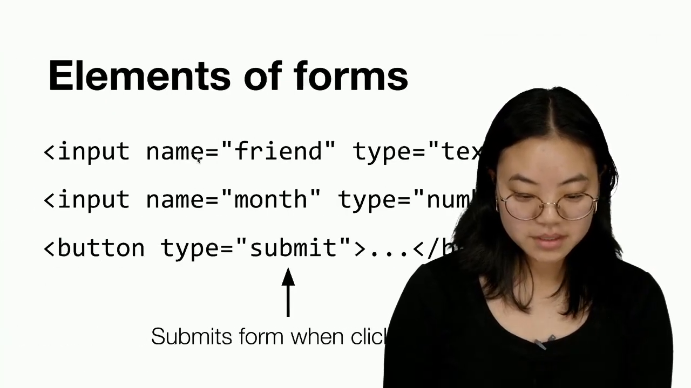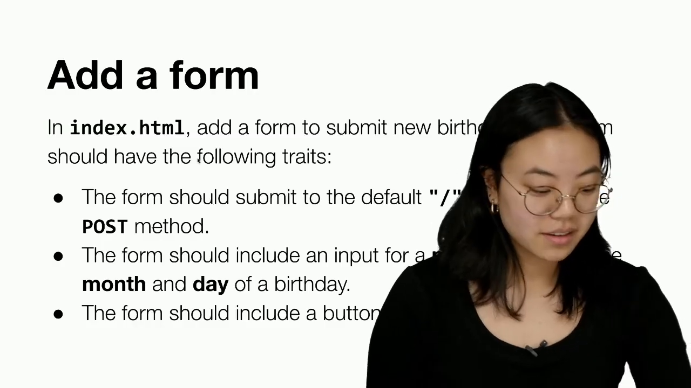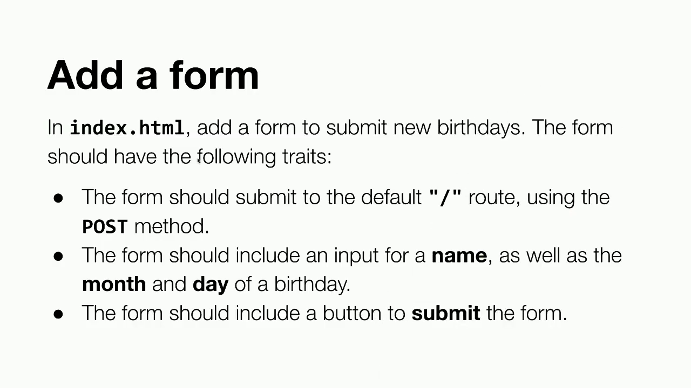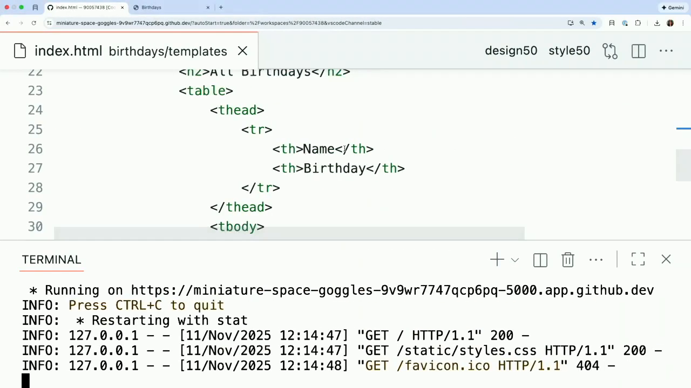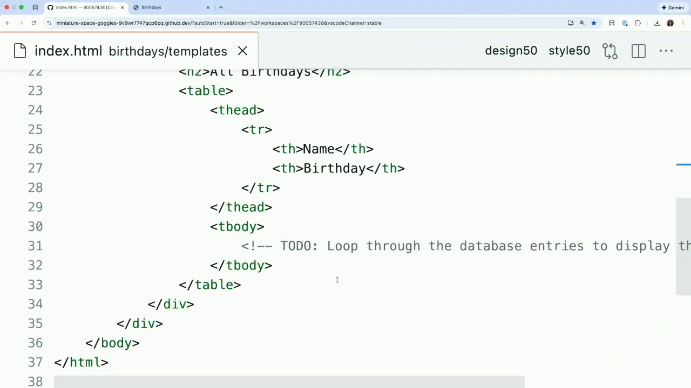So the first thing we want to do actually is on index.html, we're going to add a form to be able to submit these new birthdays. And so the form should have these following traits. The form should submit to the default route using the post method. The form should include a name, a month, and a day. And then the form should include a button to submit the form. Okay, so let's get started with this then.